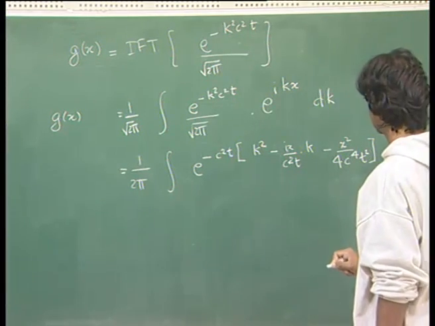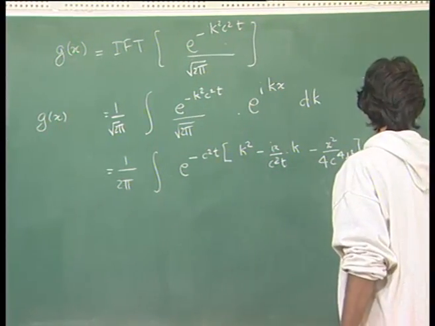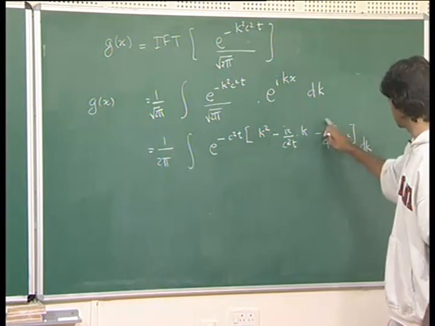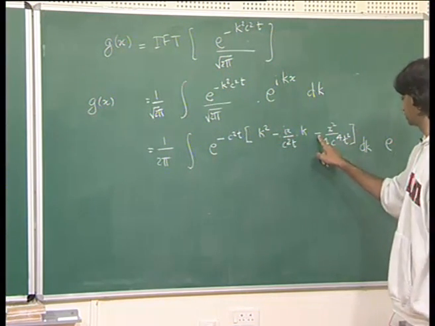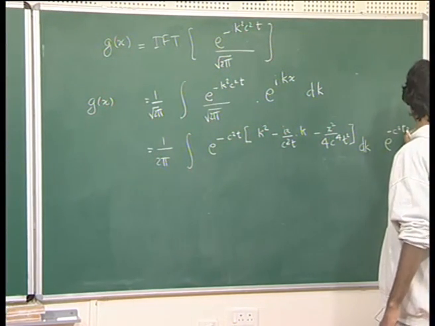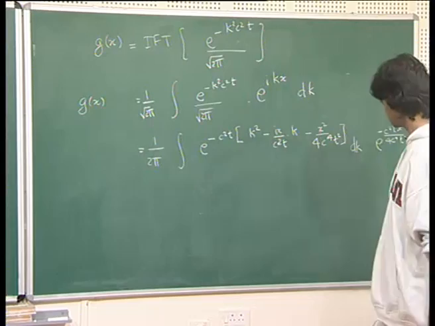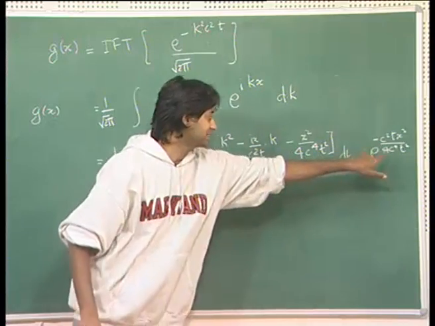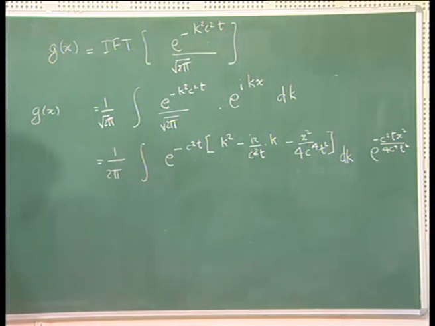So, what I have to do is this times dk, and since I multiplied by e to the minus that term, since I added this extra term, I have to put the opposite of that. So that will be c squared t minus c squared t x squared divided by 4 c squared t squared. So what you can see is that I multiplied this term and then I multiplied by the inverse of that. This is a simple trick to evaluate the Fourier transforms.